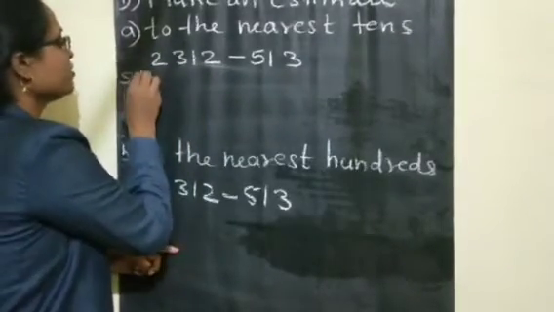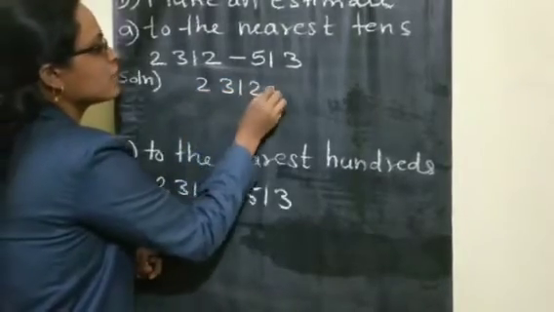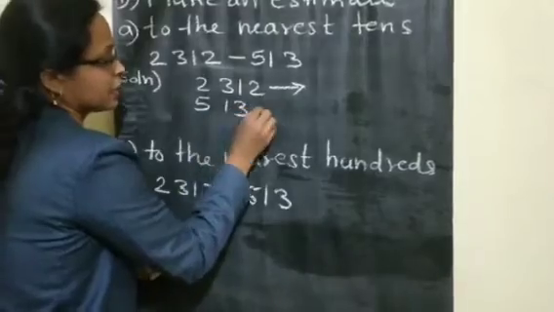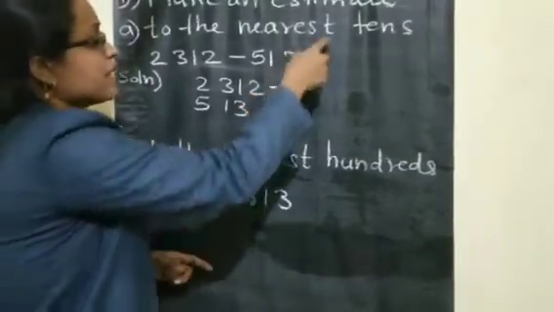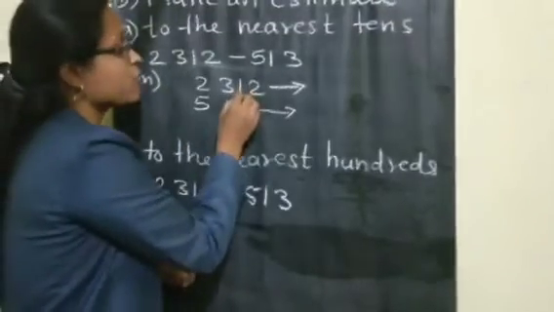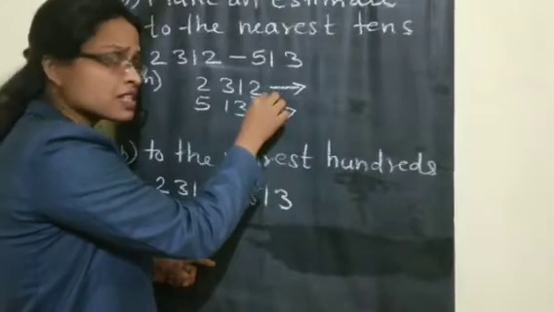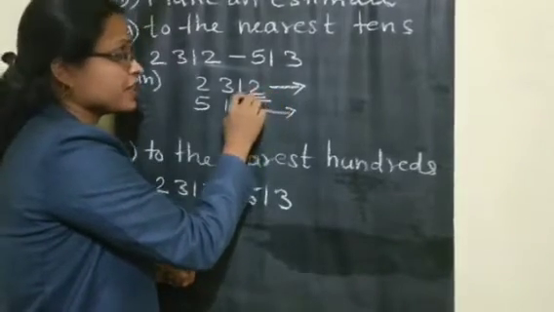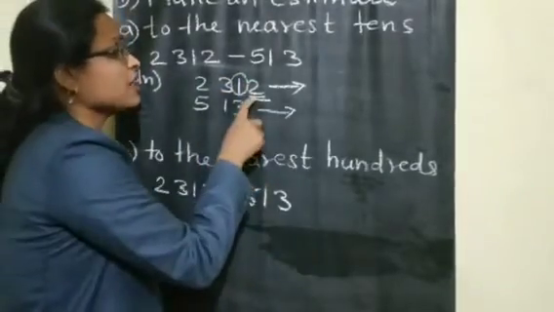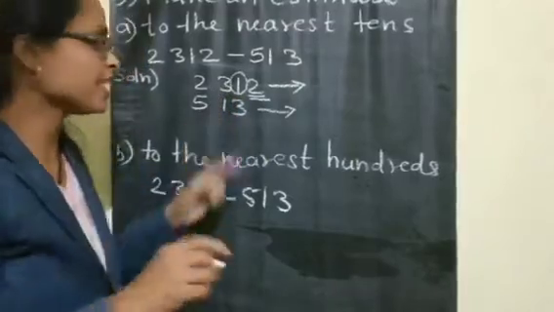So first let us solve the A part. So solution, 2312 and 530. Now they told us to estimate to the nearest tens, which means we have to round off for the tens place. If we are rounding the tens place, which place do we have to observe? We have to observe the ones place and decide whether the tens place number will change or remain the same. Now here it is 2. 2 is less than 5. It remains the same as 10 only.